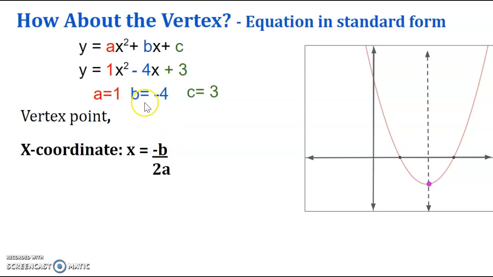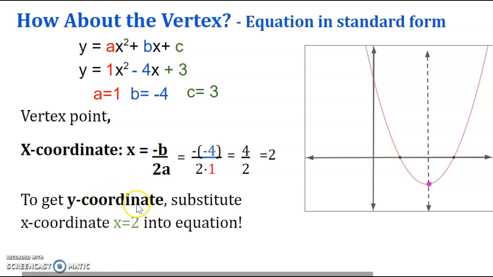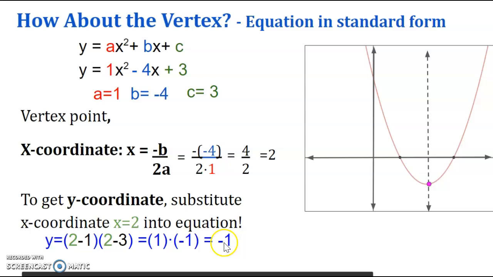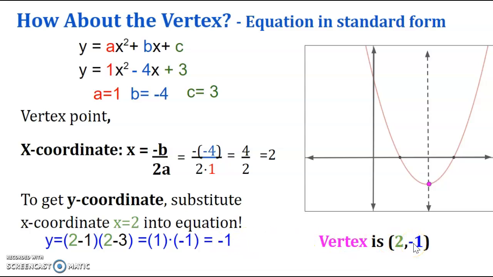Okay, so a is 1, b is negative 4, c is 3. You plug that into this formula, and notice that the negative 4 becomes positive 4, divided by 2, which is 2, which is what we had before. And then from here, you do the same thing as the previous way. To find the y-coordinate, you substitute it into the x, and you find the y value to be negative 1. And so the vertex is (2, negative 1), which is exactly what we found.